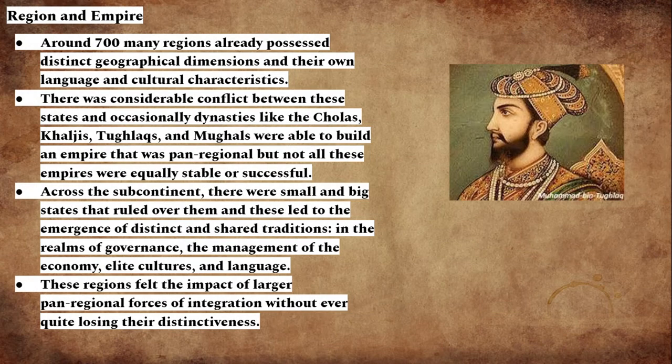Region and Empire. Around 700, many regions already possessed distinct geographical dimensions and their own language and cultural characteristics. There was considerable conflict between the states and occasionally dynasties. Like the Cholas, Khaljis, Tughlaqs, and Mughals were able to build an empire that was pan-regional, but not all these empires were equally stable or successful. So here is a picture of Muhammad bin Tughlaq, a ruler of the Tughlaq dynasty.